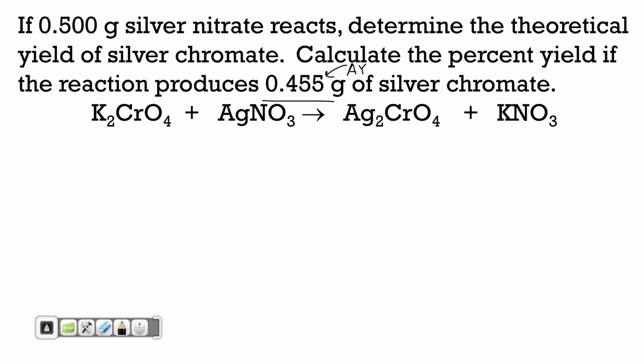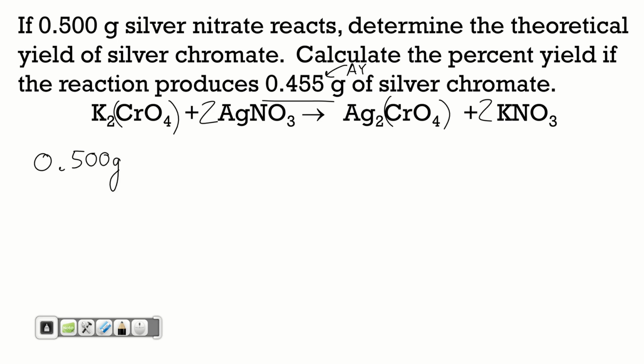Again, if you want to try it on your own real fast and then see my work after, make sure to pause it. If not, here we go. We got to balance it. 2 Ks, 1 K, I'll put 2 there. CrO4, again, I balanced the whole polyatomic together. I have 1 and I have 1, so I'm good there. I have 1 Ag, I have 2, I got 2, and 2 NO3s, 2 NO3s. All right, so here we go.